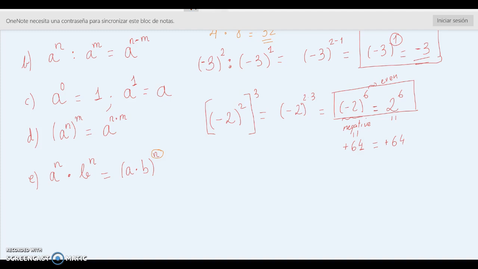I'm going to write an example. 2 to the power of 5 times 3 to the power of 5. So this is the same as 2 times 3. This is 6 to the power of 5. I'm not going to calculate the number because it's very, very big. You can write the solution as a power, no problem.